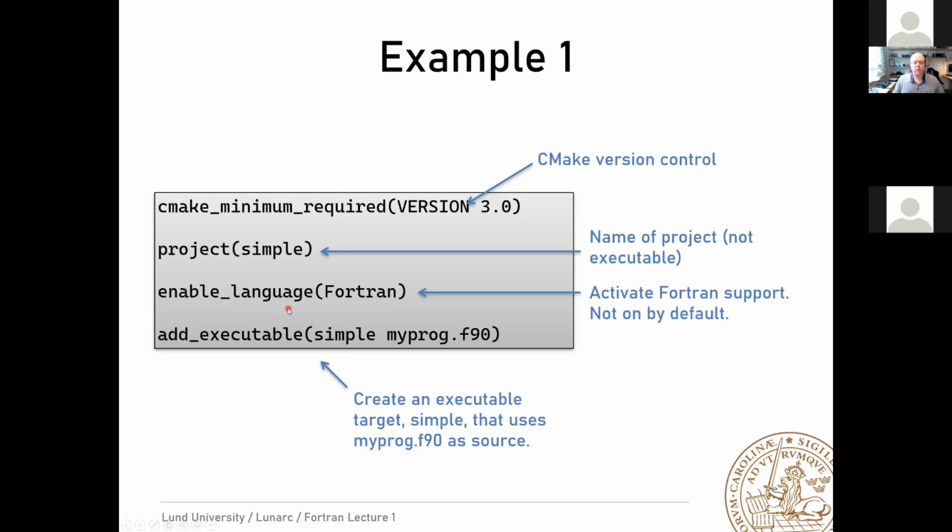Then we have to make sure that we enable the language Fortran, because that is not activated by default. Enable language Fortran will add functions and logic for building Fortran code. Then you specify that you want to build an executable, so add_executable. This is the name of the executable, and this is the source code file used to build the executable. That is everything you need to create the build system for a Fortran code.